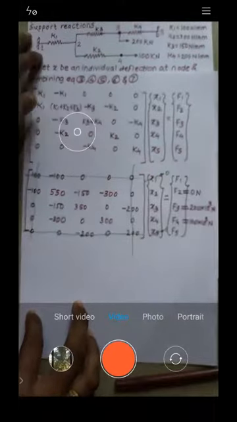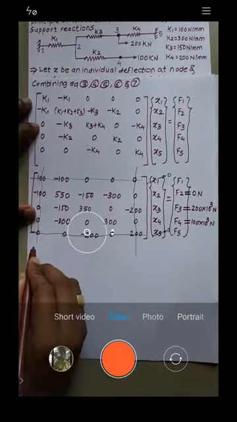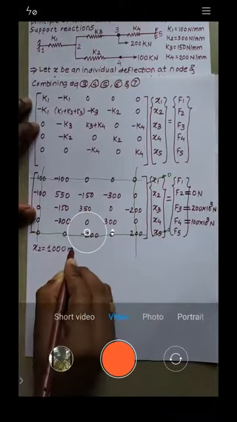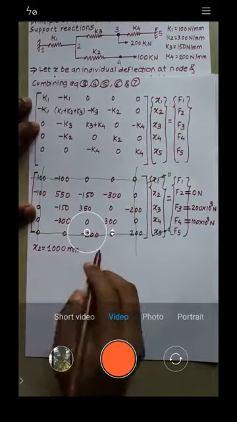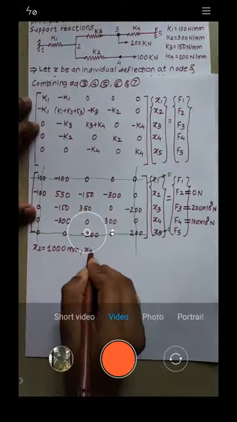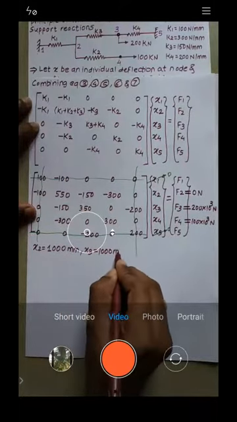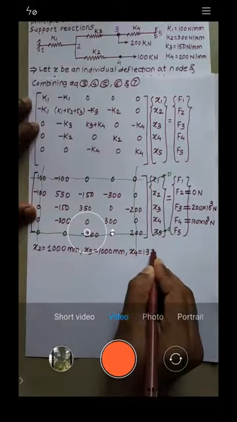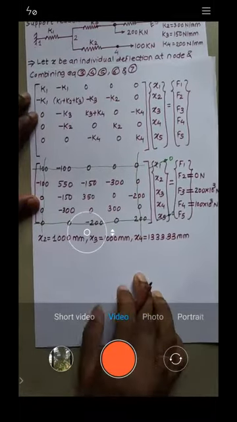x2 is equal to 1000. How much X2 value are you getting? 1000. See, this value will be in mm because the displacement you have taken is in Newton per mm. So this value will be in mm. x3 is equal to 1000. X3 is the same, 1000. x4 is equal to 1333.33 mm. All of you are getting the same answer?